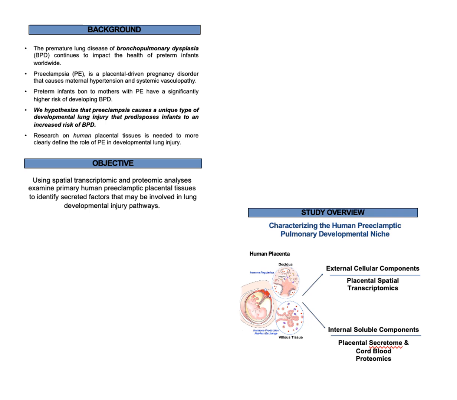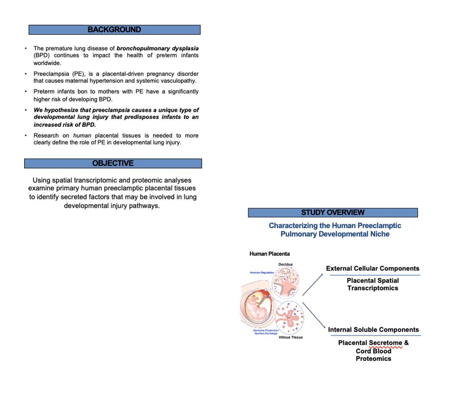So the objective of our work is using different types of molecular and proteomic analysis, namely spatial transcriptomic and proteomic analyses. We're examining primary human preeclamptic tissues to identify secreted factors that may be involved in injury pathways in the lung. Shown here is a study overview of how we're approaching this.